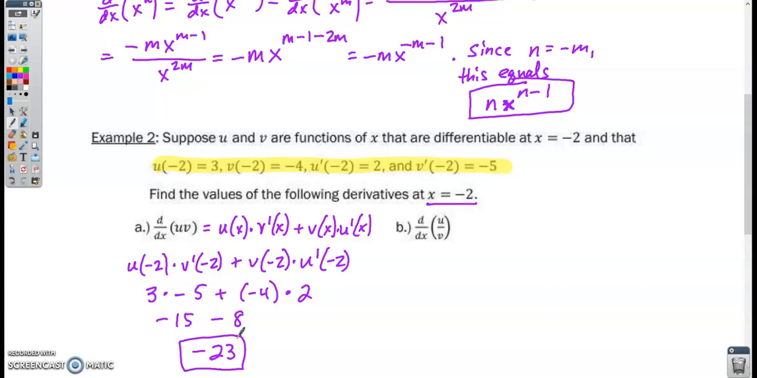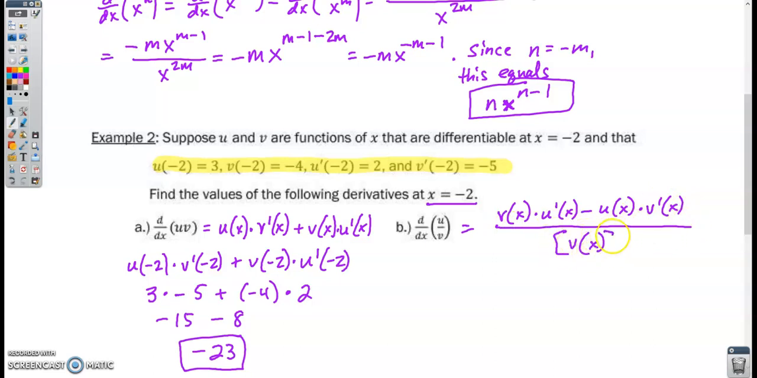Okay, let's move on to part B, the derivative of u over v. In this case, we're going to use the quotient rule to take the derivative of this. So we've got low times the derivative of high minus high times the derivative of low, over the square of the bottom, and away you go. That's what we're going to use as our general template to find the values of the derivative of u over v.